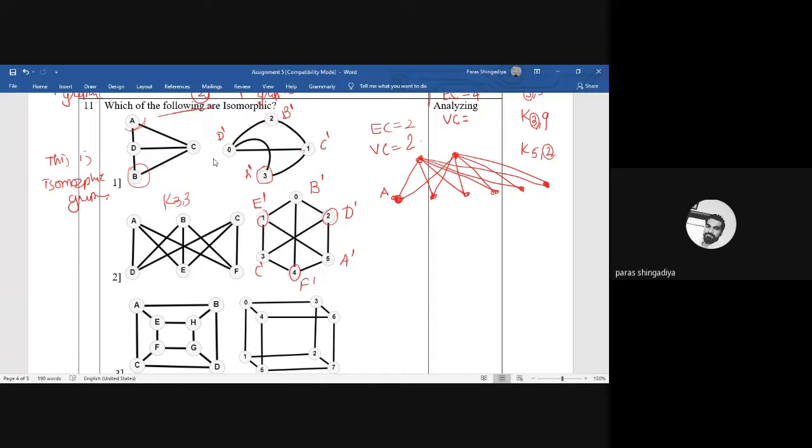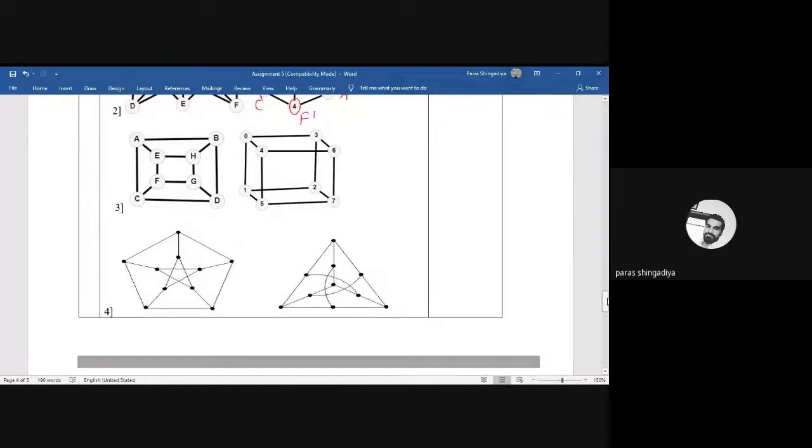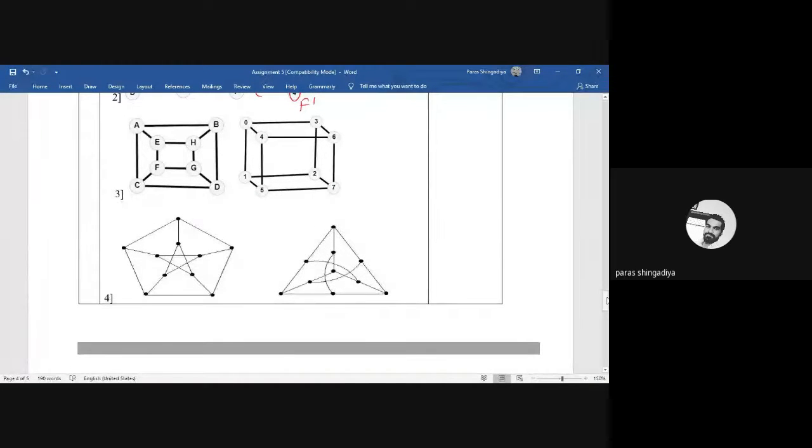That is the second, first, and fourth vertices. So those will be the images D dash, E dash, and F dash. And the rest of the two places will be B dash and C dash. They are connected. B is connected also to DEF, and C is also connected with DEF. That is verified, so the second graph is also isomorphic. Now try the third one, fourth and fifth, the third and fourth pair.